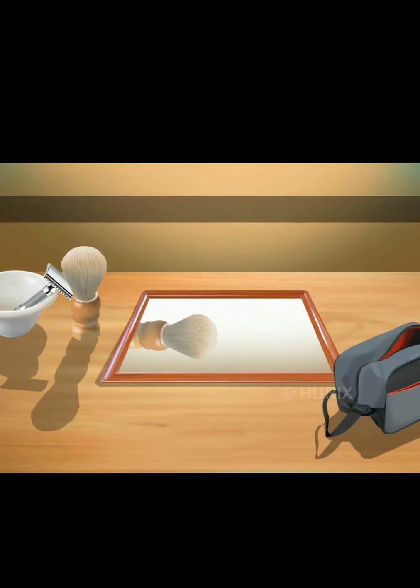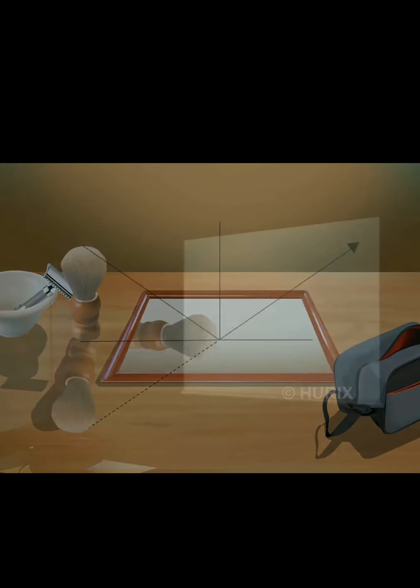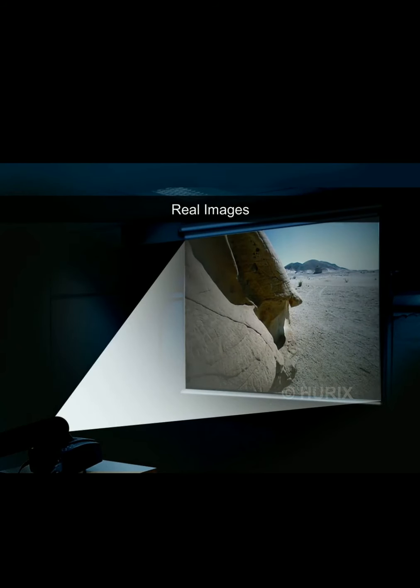We now pass on to defining a virtual image. Take the instance of a plane mirror. Actually, no image is formed as the light rays do not pass through the surface, but yet you get to see your own image. Such an image is called a virtual image. We have seen virtual images. Let's see real images. The images which can be captured on a screen are called real images.